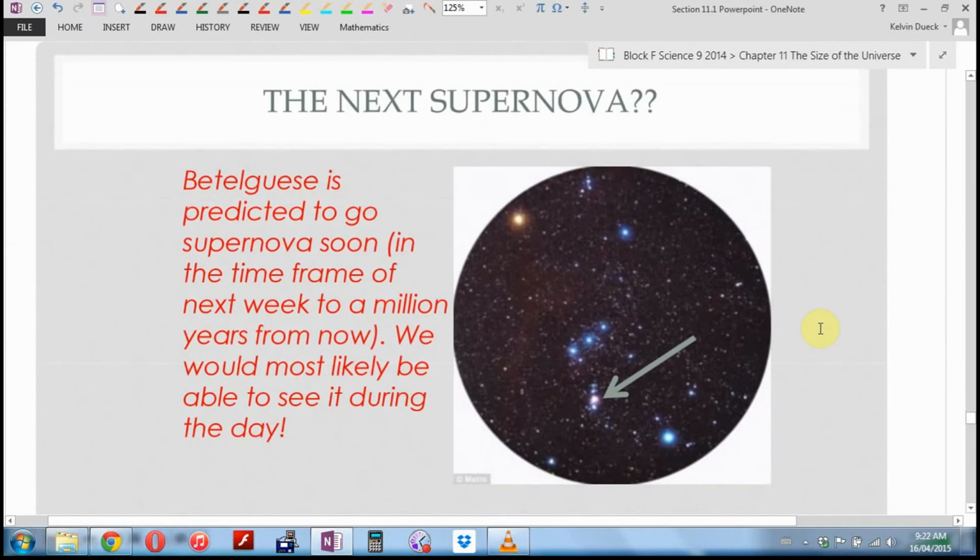The next supernova, Betelgeuse, is predicted to go supernova soon. All the math says it's a ticking time bomb. Now, by soon, I mean next week or a few million years, because on the cosmic scale, that is a snap of a finger. If it goes, we're pretty sure you'll be able to see it during the day. And at night, it would be significantly brighter or as bright as the moon. The night sky would look very different than what it does now. It'd be pretty cool. So, keep fingers crossed.